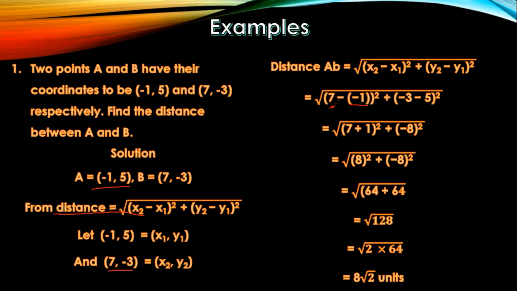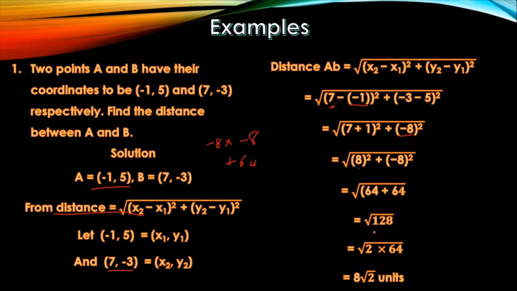Then everything is raised to the power of 2, plus y2, which is -3, minus y1, which is 5. So we have -3 minus 5. Now minus minus will give us plus, so 7 plus 1 gives 8, and -3 minus 5 gives -8. We have 8 squared plus (-8) squared. 8 squared is 64. (-8) squared is also 64, because we have -8 times -8, and minus times minus gives plus, and 8 times 8 gives 64. So 64 plus 64 gives us 128.